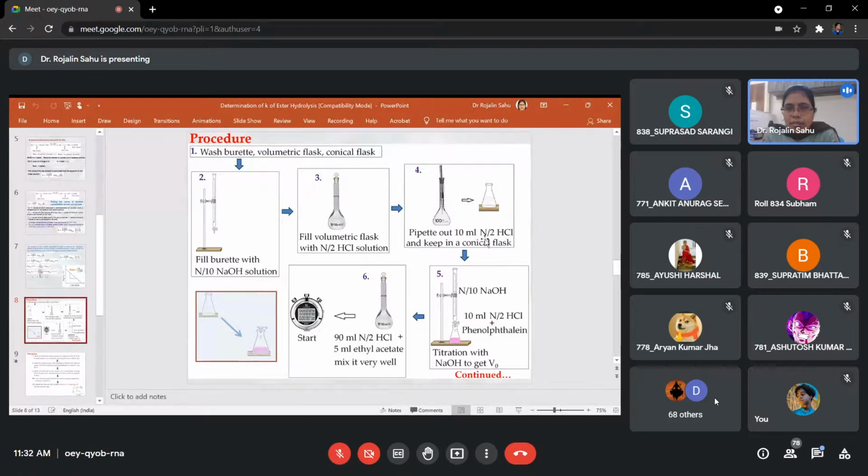So here you can see directly you are in the fifth stage. You are adding sodium hydroxide to HCl containing phenolphthalein indicator, and you say that this is V0, because ethyl acetate is not added here. And again into that HCl solution you add ethyl acetate and start the reaction, and you determine Vt at different time periods.